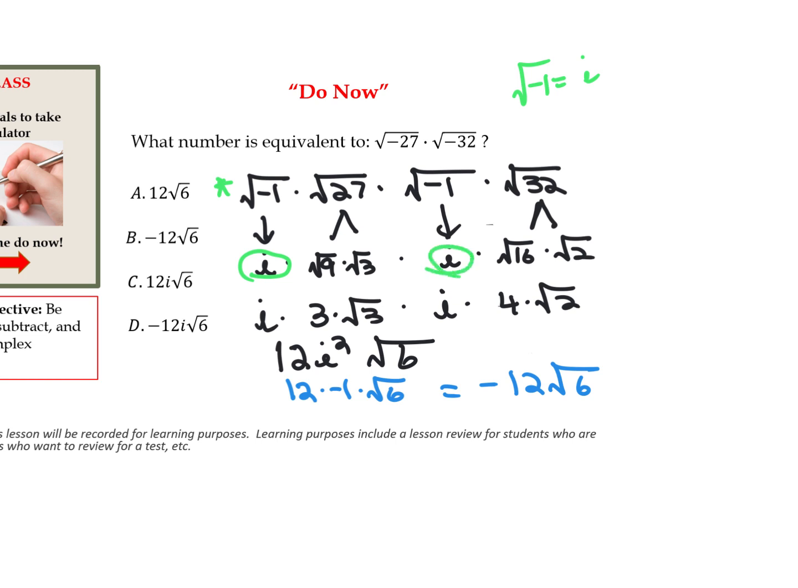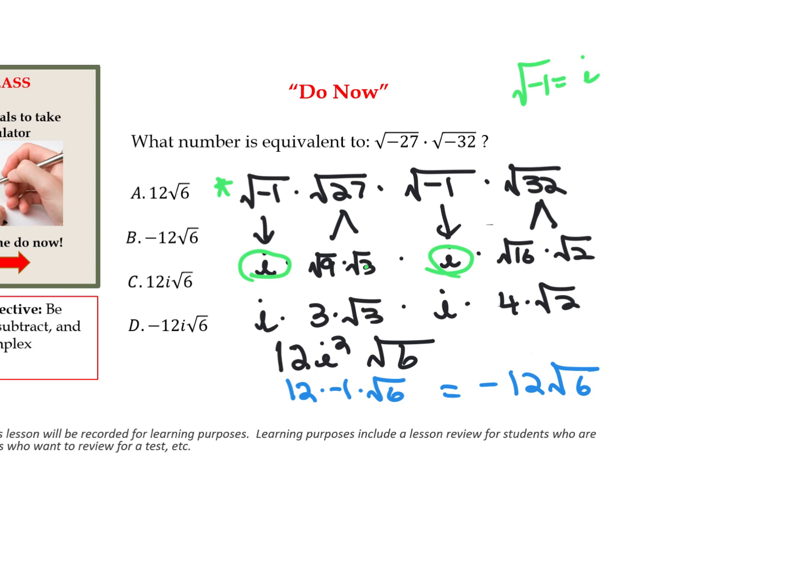The square root of 27 I'm going to break apart to where one of the factors is a perfect square, and that is going to be 9. So I do the square root of 9 times 3, which is 3 times the square root of 3. On 32, I find the largest perfect square factor that goes into 32, and that's 16. And I break that down as the square root of 16 times the square root of 2, which is simplified to be 4 times the square root of 2.